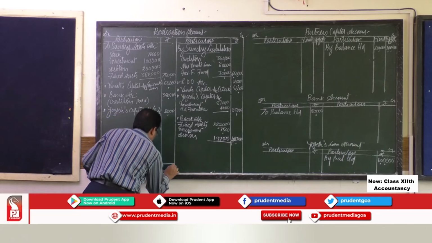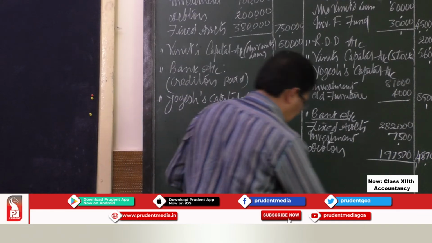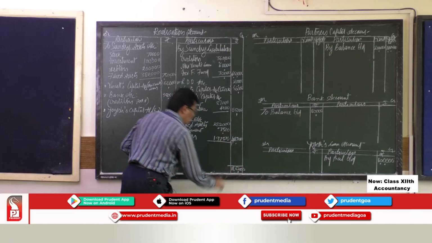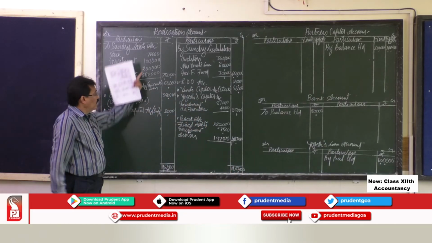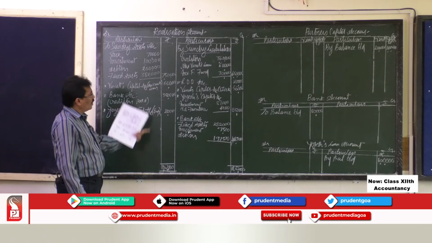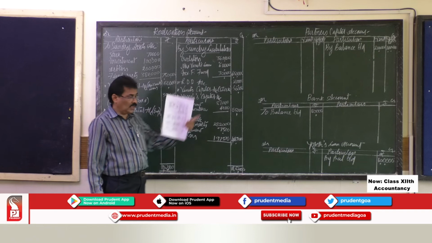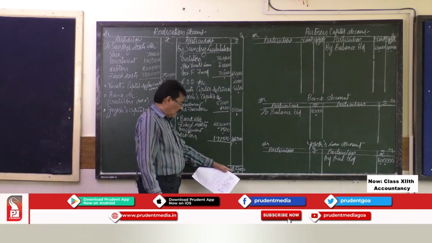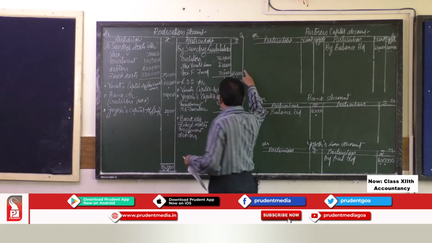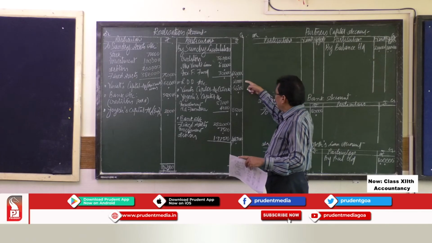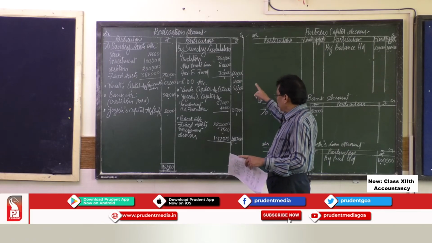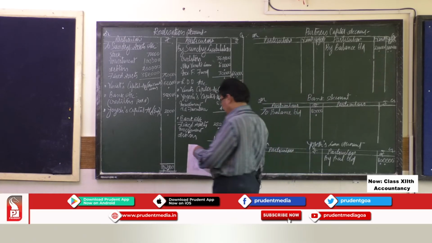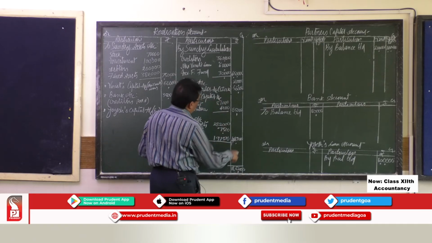So, 11,62,000, bring the same 11,62,000 to the credit side. So, what we did? We wrote the total on the debit side because the debit side total is greater than the credit side total. So, the total on the debit side is 11,62,000 minus 4,50,000 minus 20,000 minus 56,000 minus 85,000 minus 4,87,000. So, this is what you have to minus.